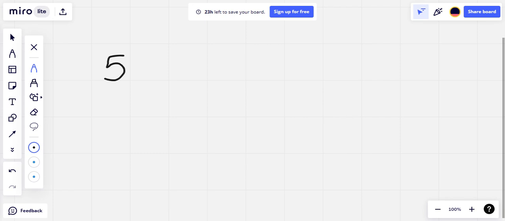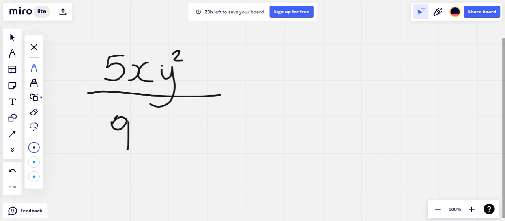So we have 5, and we have x, and we have y, and it's an exponent. Right there, the y is an exponent. And then that is over 9. And there is a z, and there is also an exponent with a z.